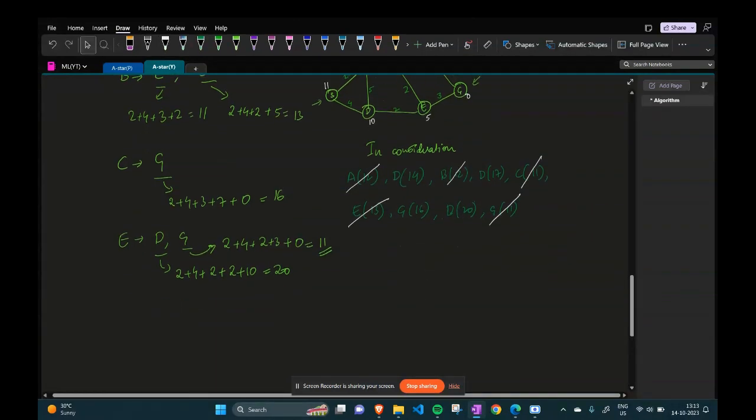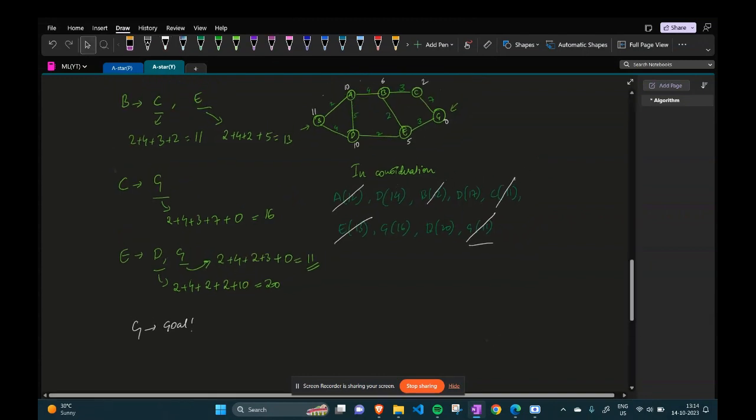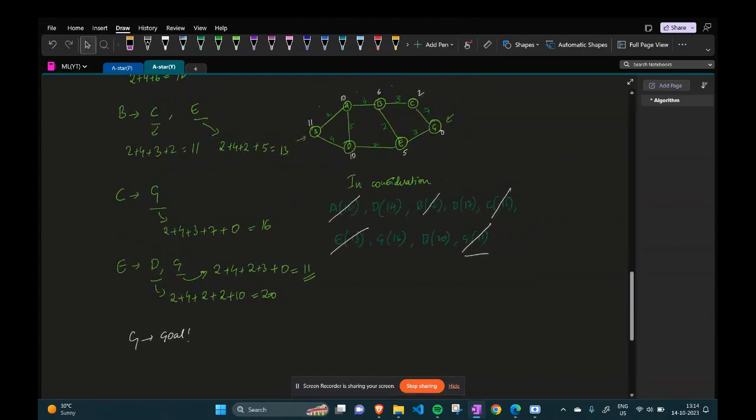Now we see our minimum is actually 11, and so we cross that out. And now is when we check, every time we take a value from the in consideration table, we check if our least f value, which in this case is G, is actually our goal node, and we see that it is our goal. And so we can actually stop here.